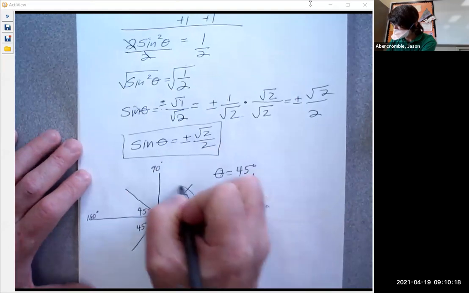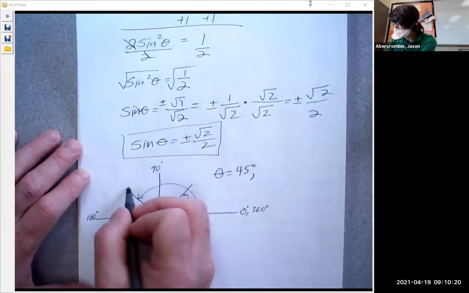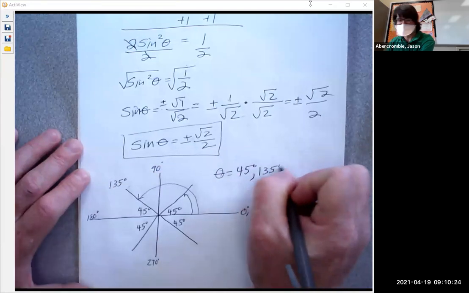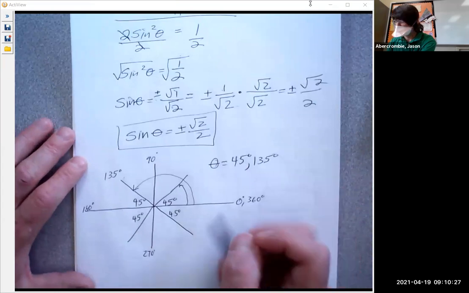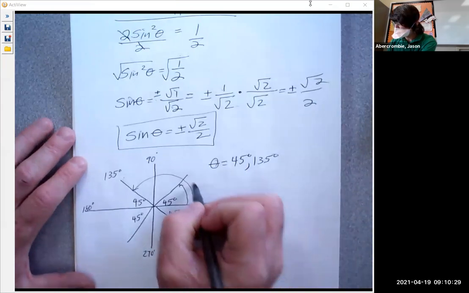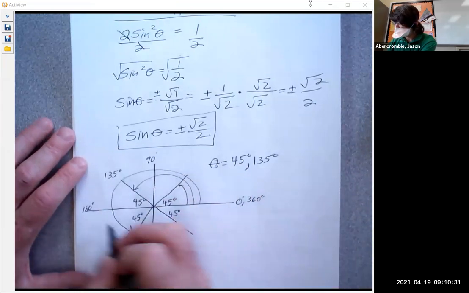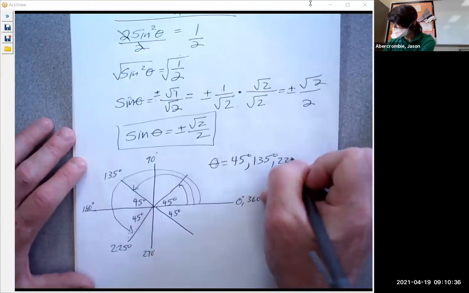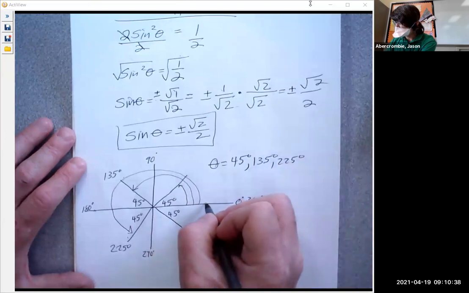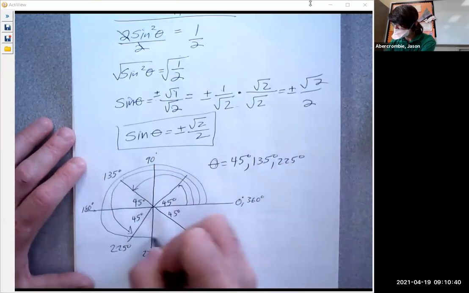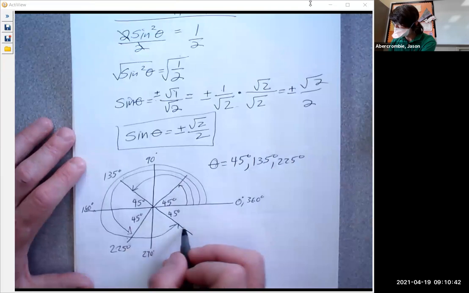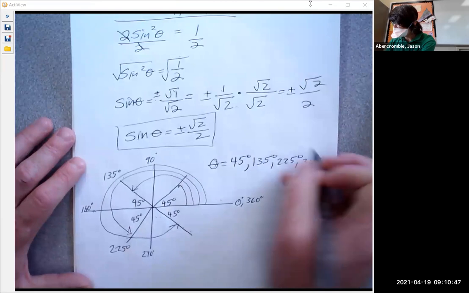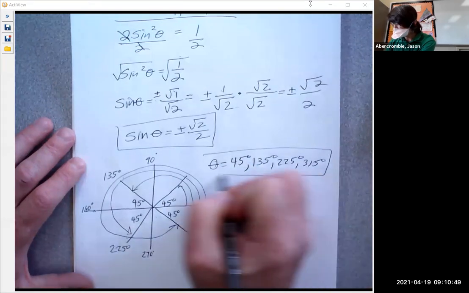If I go around to this one, this is 180 minus 45, so that's 135. And then if I go around all the way to here, this is 180 plus 45, that's 225. And then last, all the way around to this last one, that's 270 plus 45, or 360 minus 45, 315. So those are my 4 answers this time.